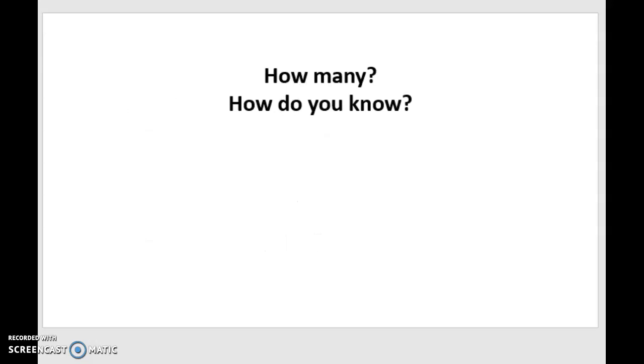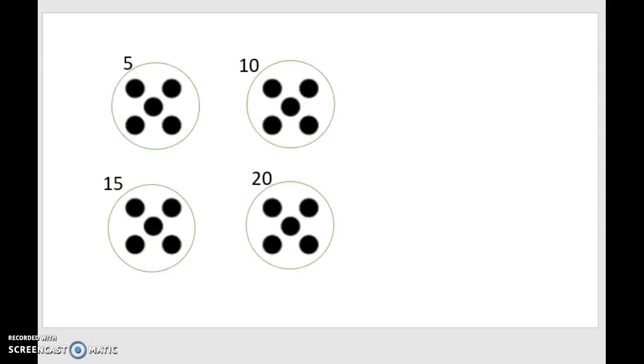How many did you see? How did you know? Maybe you recognize that this pattern shows 5 and that there are 4 copies of this same pattern. Maybe you just skip counted. That's a great way to multiply and to figure out the quantity.